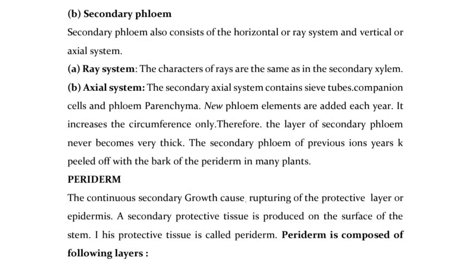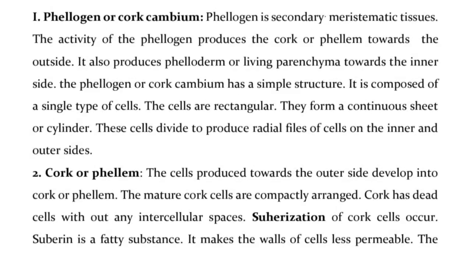Continuous secondary growth causes rupturing of the protective layer or epidermis. A secondary protective tissue is produced on the surface of the stem. This protective tissue is called periderm. Periderm is composed of the following layers: 1. Phellogen or cork cambium. Phellogen is a secondary meristematic tissue. The activity of the phellogen produces the cork or phellem towards the outside. It also produces phelloderm or living parenchyma towards the inner side.